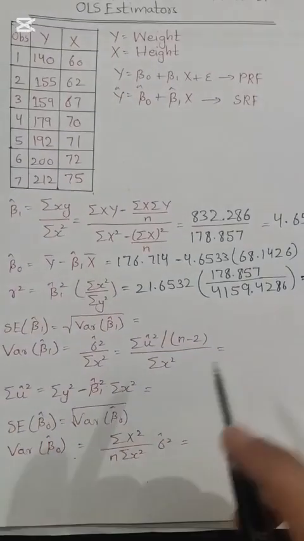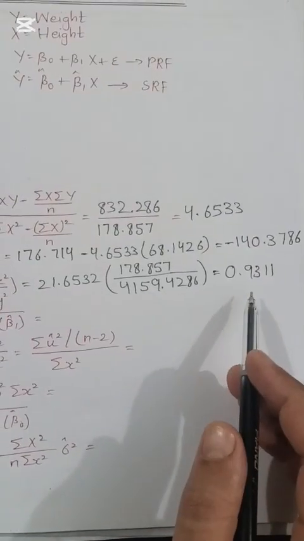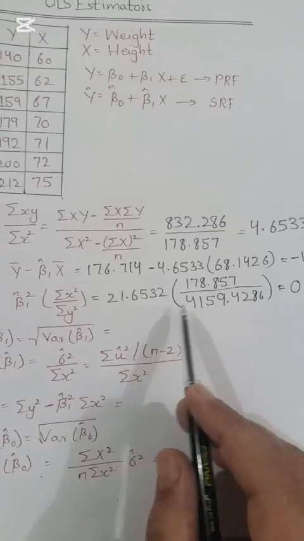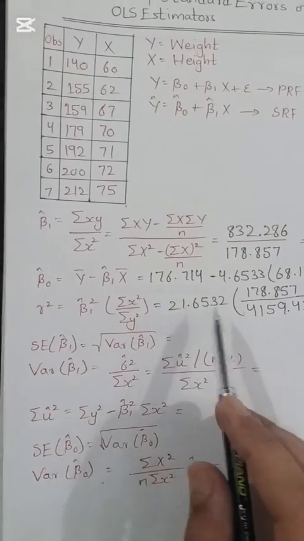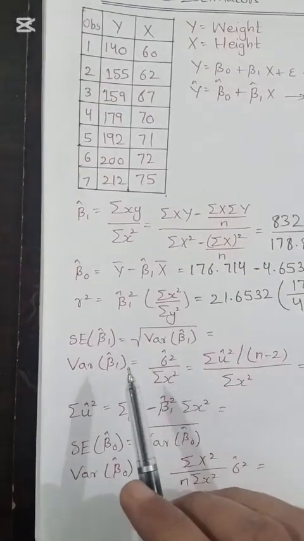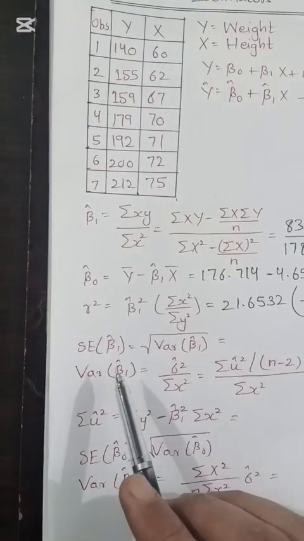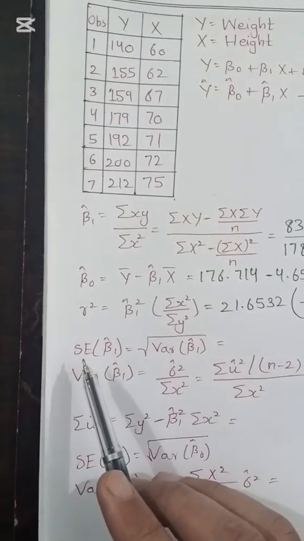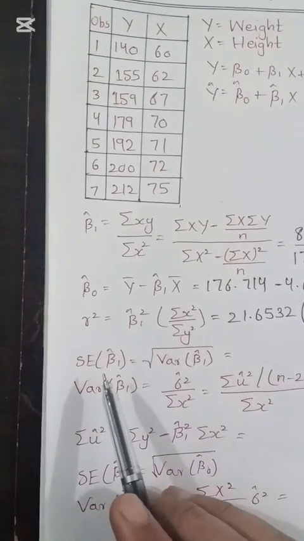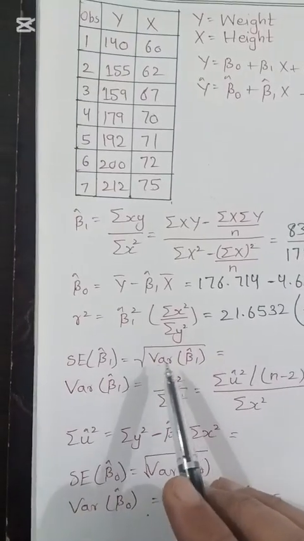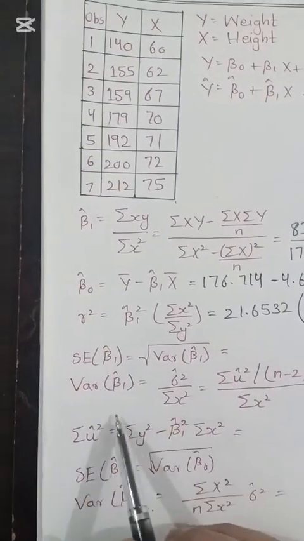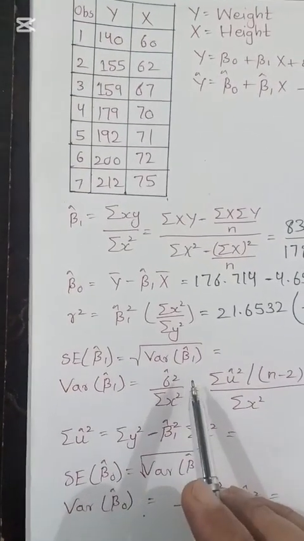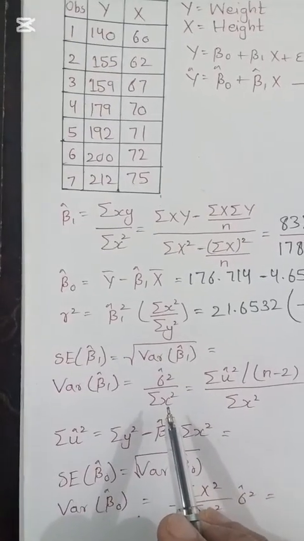So here you can see that I have found the R square, which is 0.9311, after calculating all these values. Next, our main step is to find the beta 1 hat standard error, which is the square root of the variance of beta 1 hat. The variance of beta 1 hat is equal to sigma square hat divided by the sum of small x square.